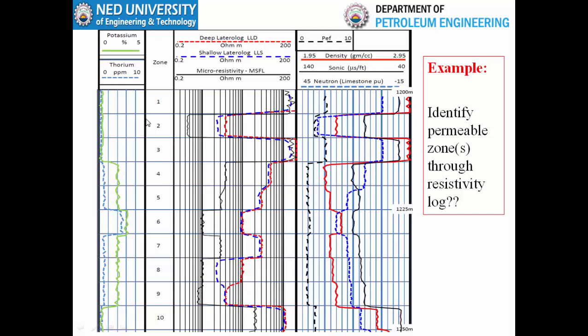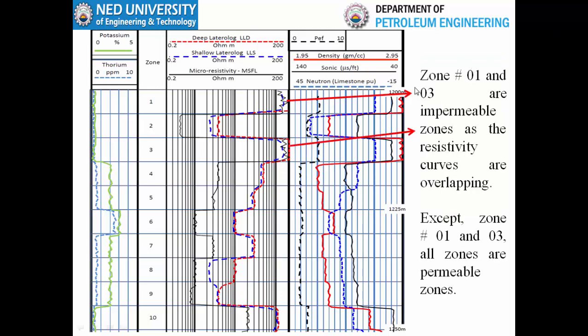And as you can see, we haven't been provided information from the caliper log and SP log. Even though the SP log and caliper log are not available, we can identify the permeability of the zone through the resistivity curves. So zones number 1 and 3 are impermeable zones, as the resistivity curves are overlapping. Except zones number 1 and 3, all zones are permeable. Permeability is an important parameter required for a reservoir. So if zones are permeable, they can be a reservoir if they have hydrocarbons.